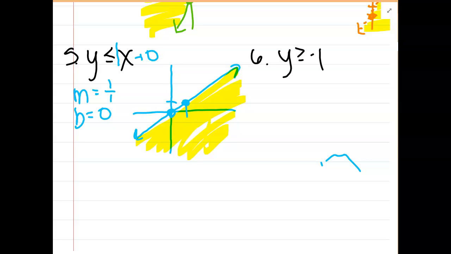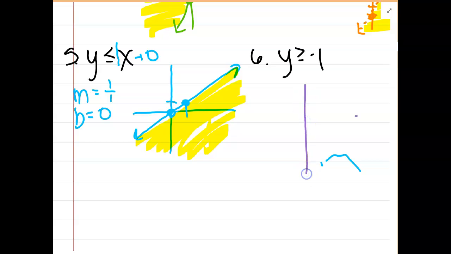Now this one's kind of similar to the last one. What's different about this one? It doesn't have an x. It is a y-only line. Why can't I remember what a y-only line looks like? Why is that so hard to remember? What does a y-only line look like? A y-only line is a horizontal line, okay?